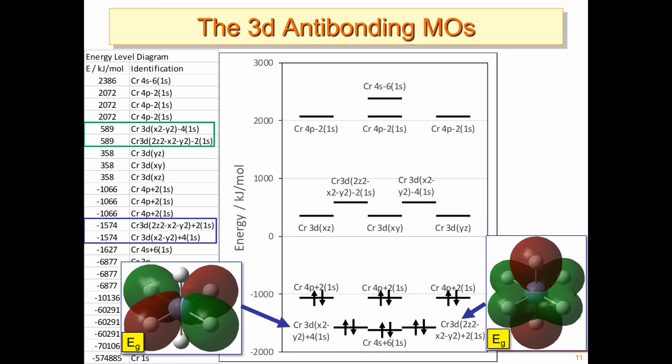Okay, so then let's look at those antibonding orbitals. Notice over here on the energy slide, I'm color coding these. So these are the bonding ones. I have here that dz squared minus y squared minus x squared minus y squared plus 2 1s. So that's sort of in phase with 2 of the 1s. Up here, it's out of phase with those. And so let's look at those.